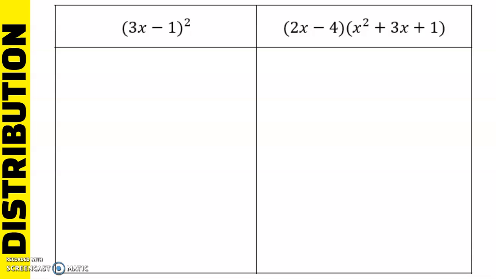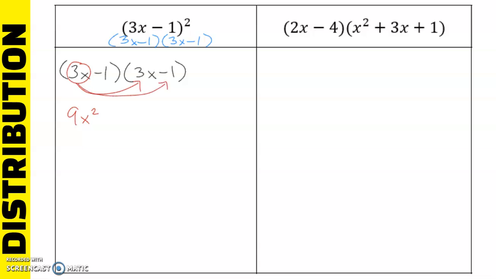Okay, let's do it again. So 3x minus 1 squared, remember that's 3x minus 1 times 3x minus 1. So knowing what exponents are telling me, let's go ahead and write the expansion here. All right, 3x times everything in the second parentheses, negative 1 times everything in the second parentheses. 3x times 3x is 9x squared. 3 times 3 is 9. X times x is x squared.